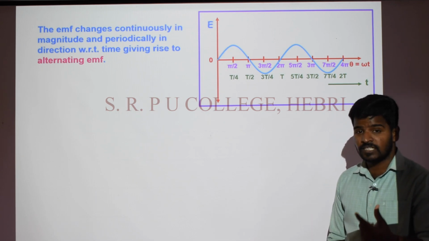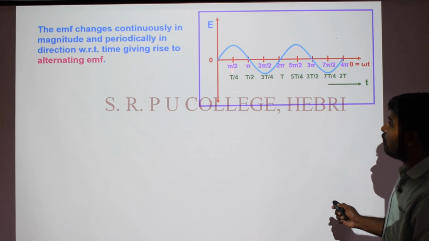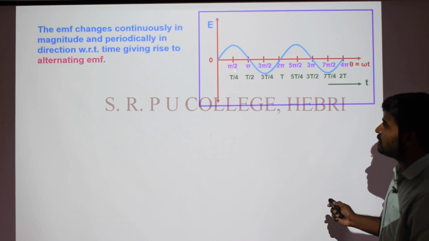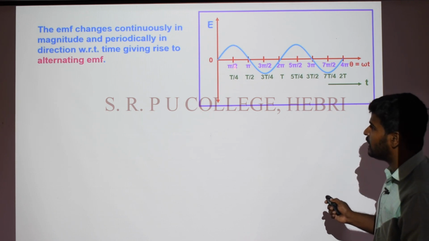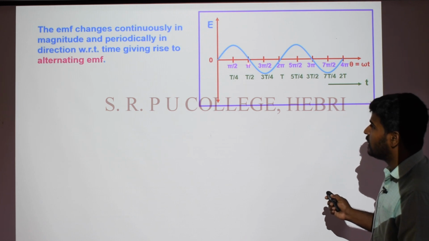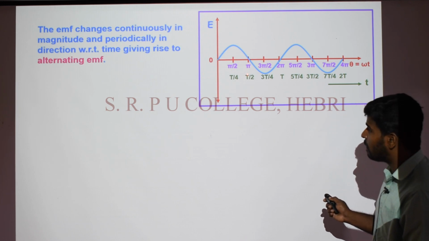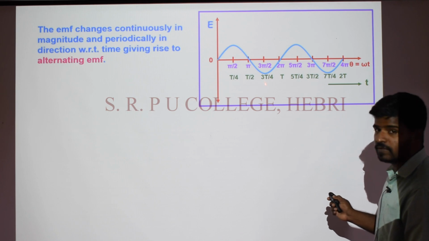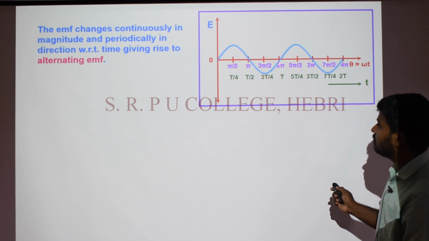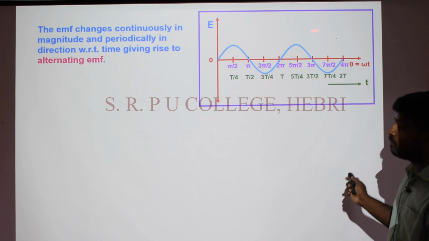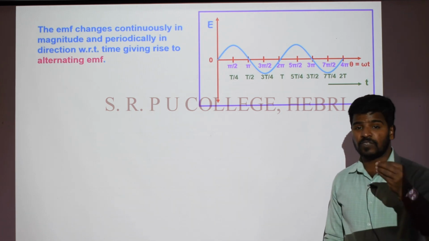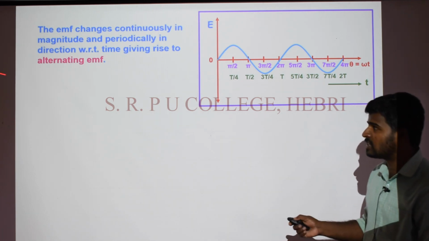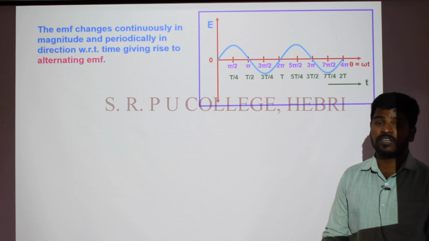The EMF changes direction periodically with time. It is maximum at T by 4, and for the time period of pi by 2 it is minimum. Then it is maximum in the reverse direction, minimum, maximum, minimum. Therefore, the EMF changes with respect to time each time, and that is considered an alternating EMF.